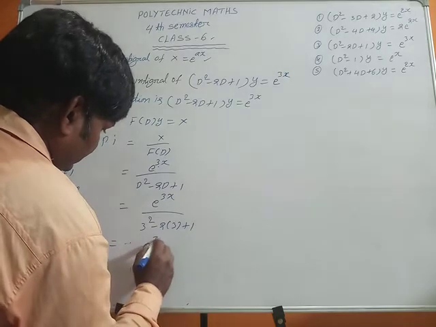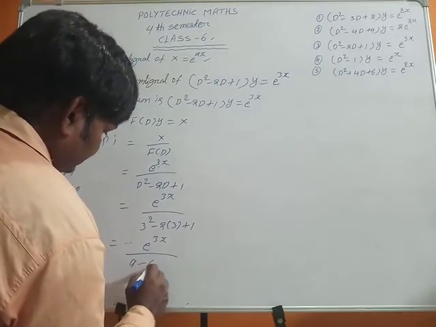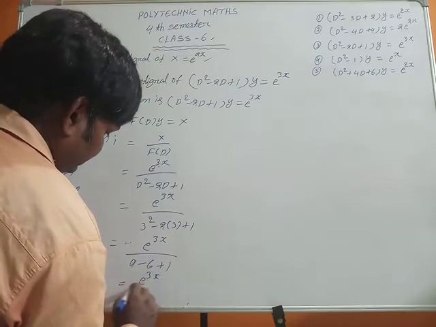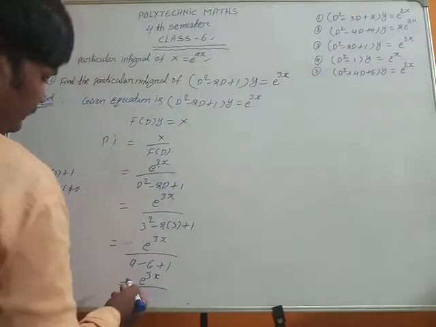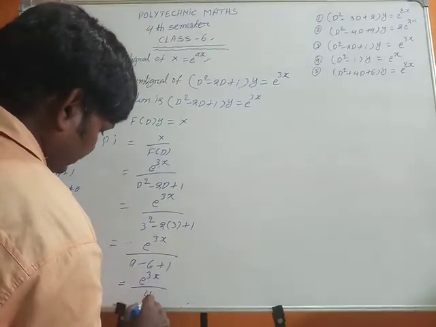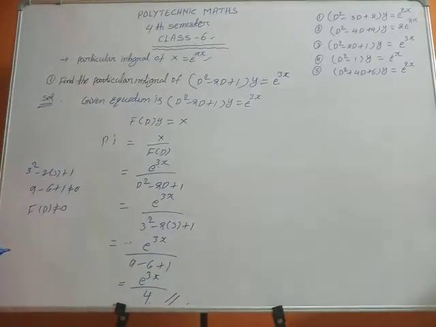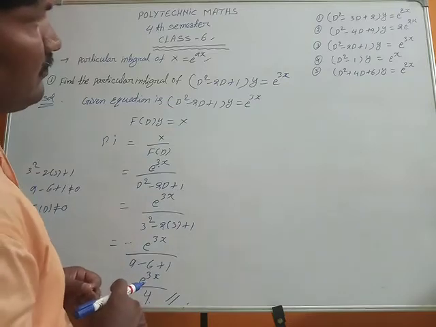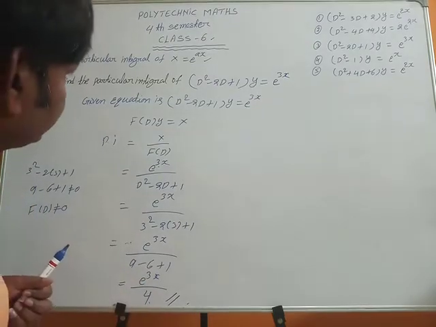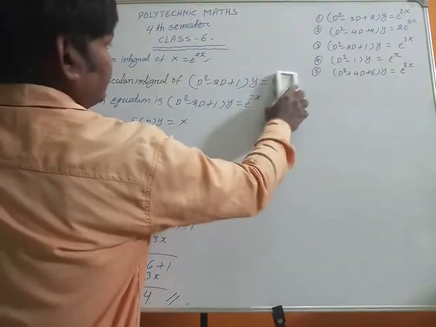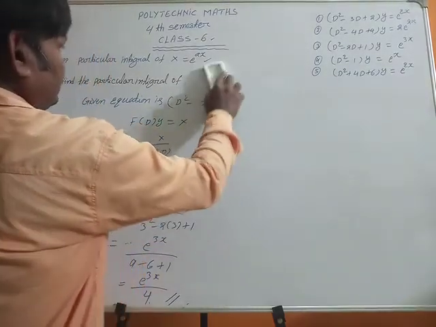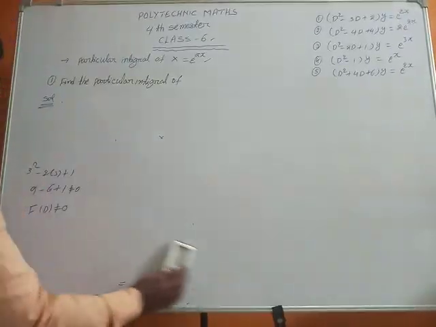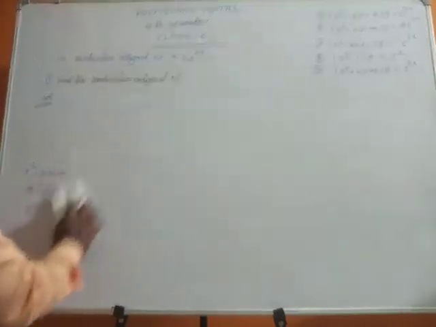This is equal to e to the power of 3x by 9 minus 6 plus 1. Our final answer is e to the power of 3x by 4. This is our final answer. So next we can solve another problem of particular integrals.